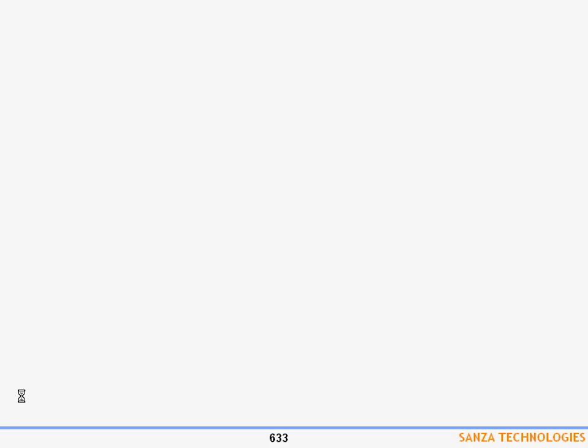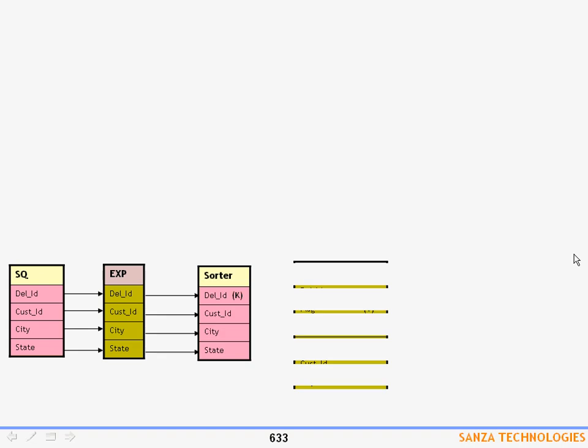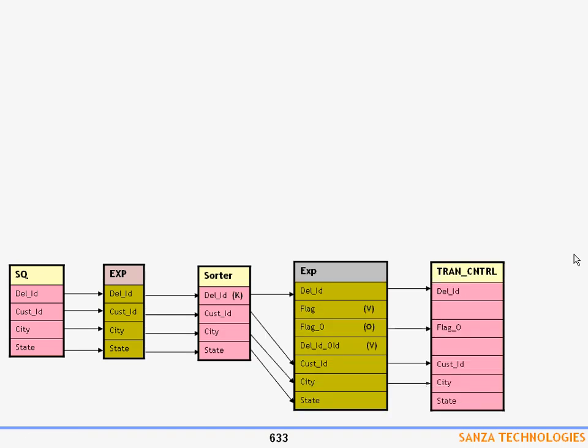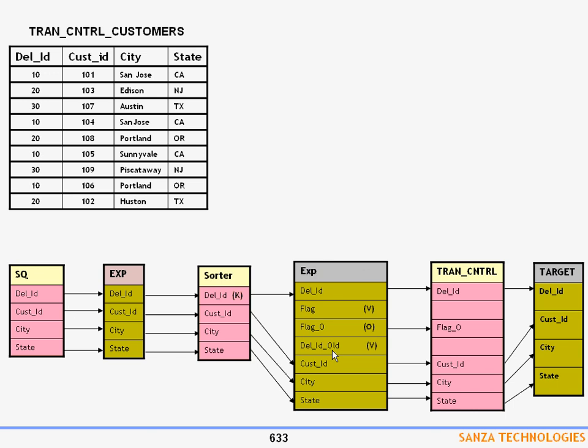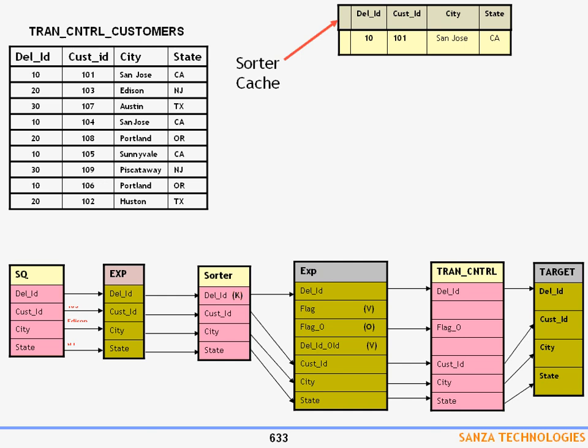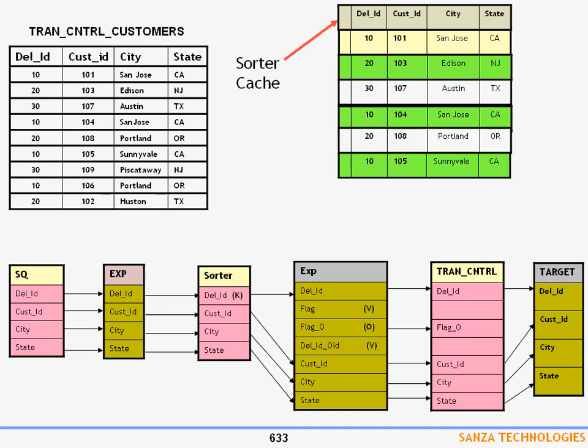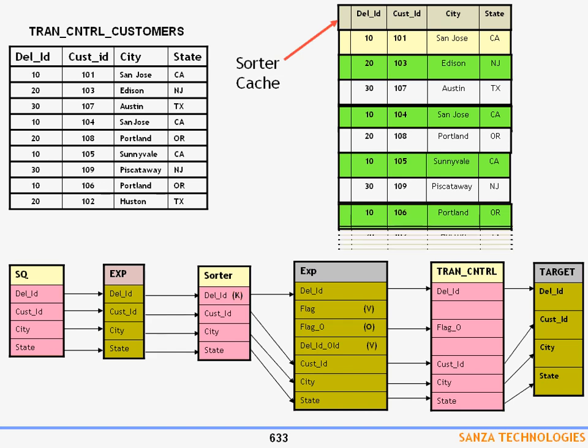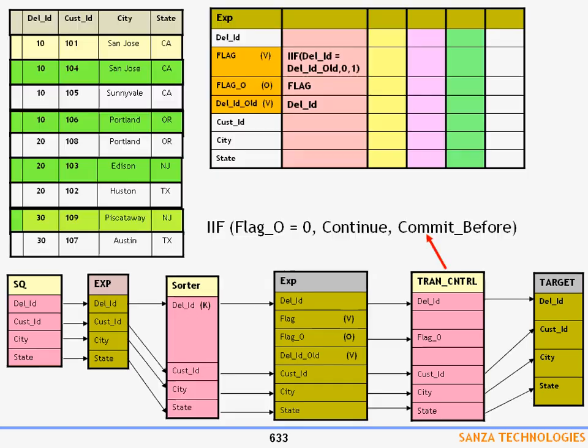Now let me execute this and you observe it. Source codifier expression sorted. Another expression. This is the data in my source. I extract the data. Row by row, it will go into the sorter cache. One row after another, it will go into the sorter cache. Then sorter scans the data based on your dollar.